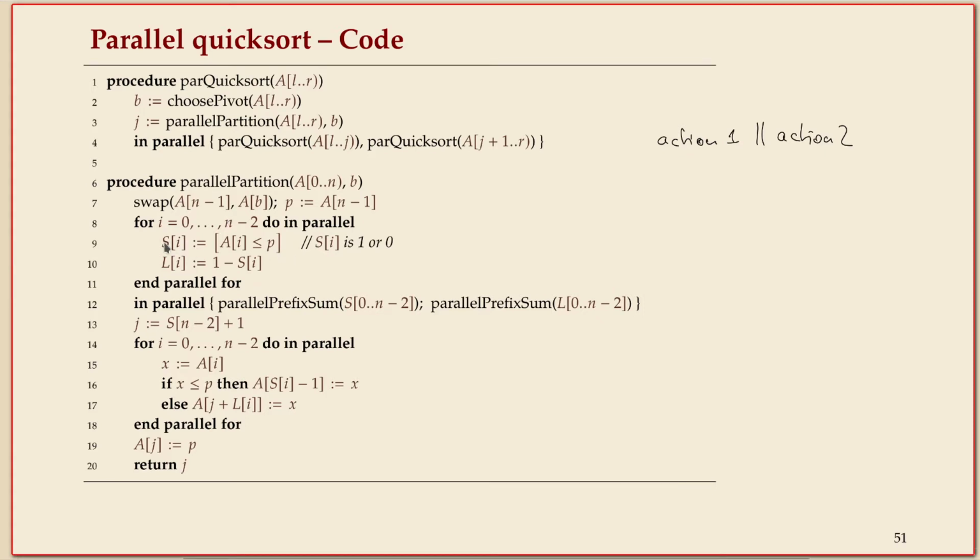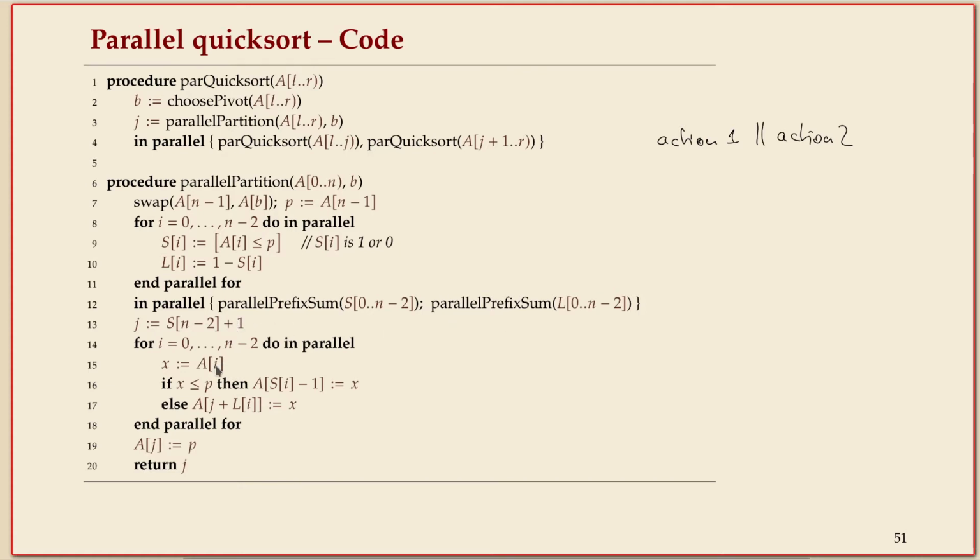And so S stands for smaller. That has a 1 for all the elements that are smaller, which means, on the other hand, if the element is not smaller, it's bigger. So we write 1 minus S. Then we compute parallel prefix sums of those two. That's in a sense for compacting.